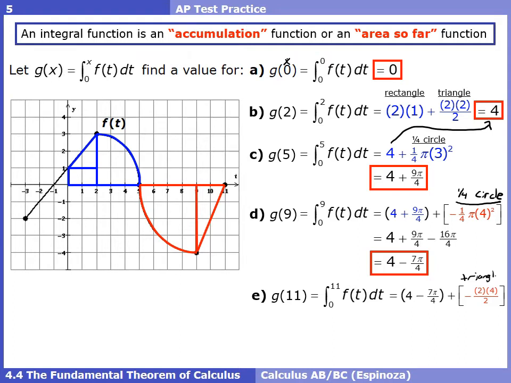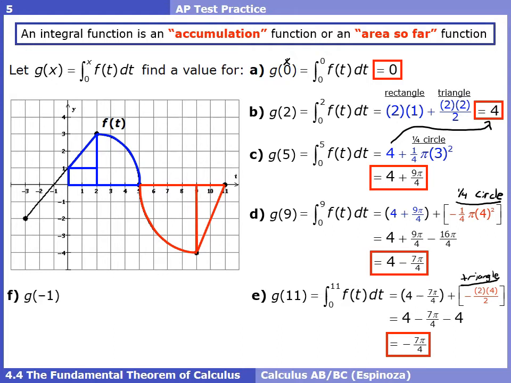And just to label the shape here again, that area, or that shape, is a triangle. So since it's below the x-axis, it'll be negative 2 times 4 over 2. When we simplify, we'll get a negative 4, and luckily that cancels with the 4 in the front, and it can simplify to be simply negative 7 pi over 4.